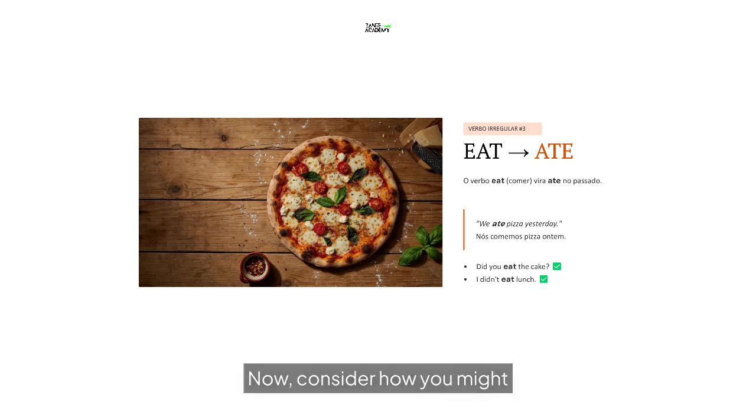Now, consider how you might ask someone about their past experiences with this verb. You could say, "Did you eat the cake?" This question invites the other person to recall their own experience, fostering a connection through shared memories.